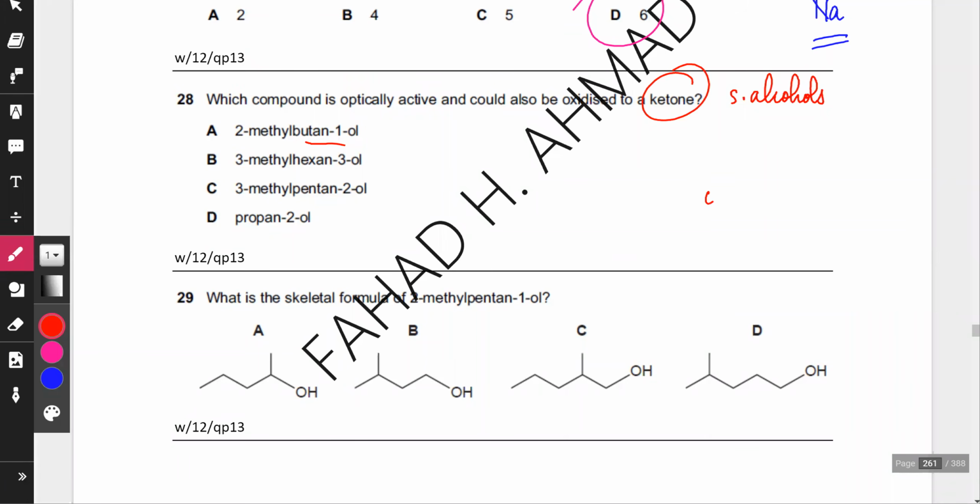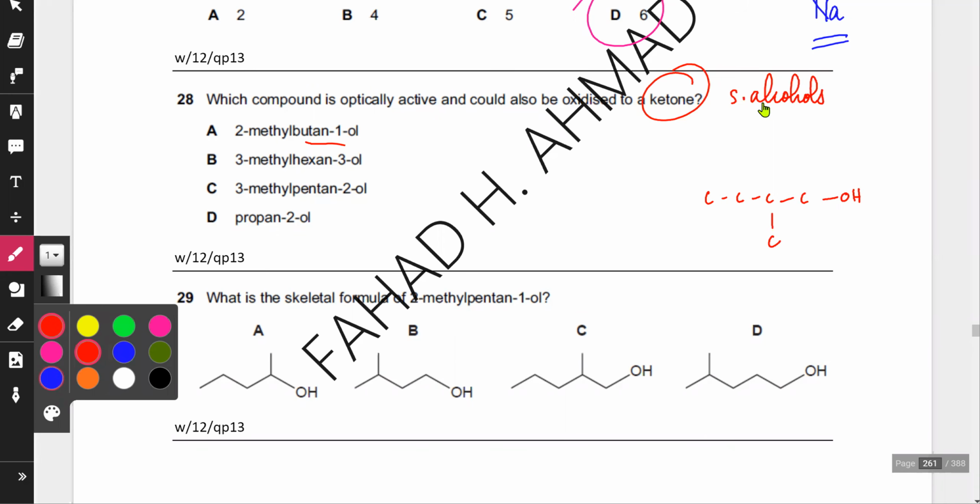That's four carbon atoms, and 1-ol means there's going to be an OH here, and 2-methyl means this is going to be the second carbon atom with a methyl on it. So is this a secondary alcohol or not? No, it's not, because there are two hydrogens attached to the alpha carbon atom. So that's not a secondary alcohol.